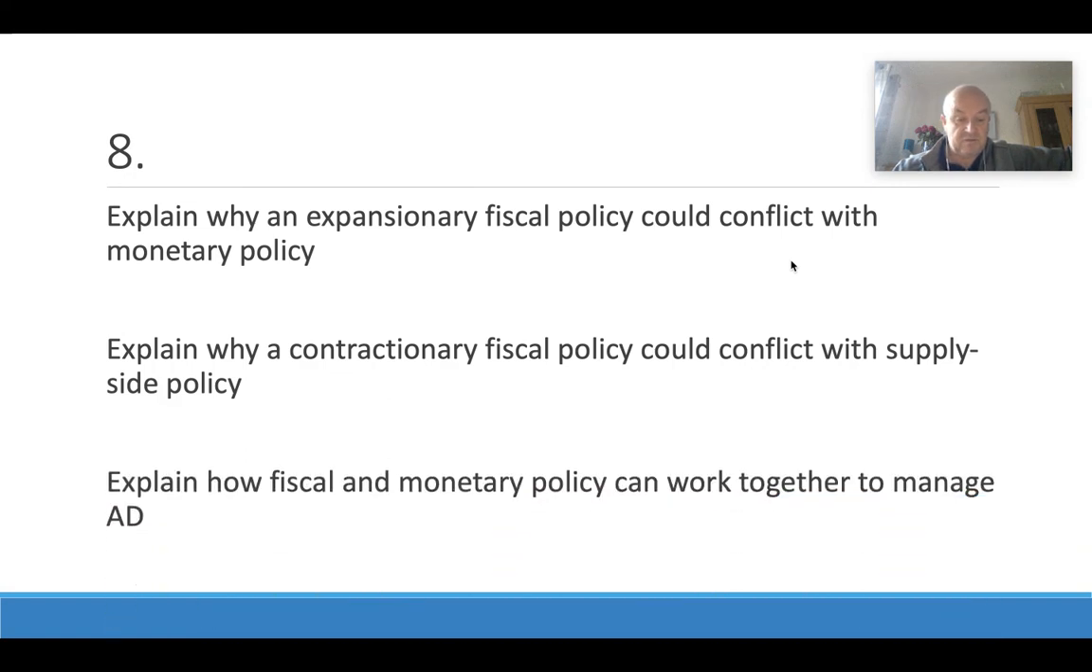And another example could be to explain how fiscal and monetary policy can work together to manage aggregate demand. So again, one of the things that we talked about is that in an ideal world, the government is probably going to need to use a mix of fiscal, monetary and supply side policies in order to manage the economy in the best way that it can, to provide stability, growth, and all the attendant benefits that those bring.